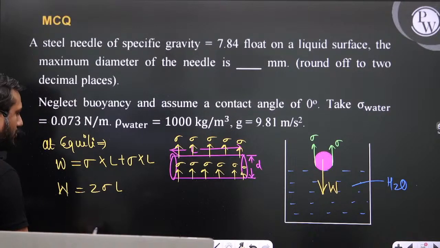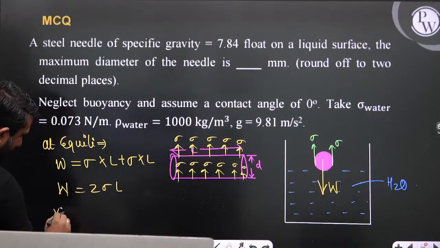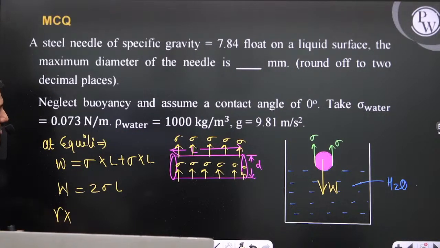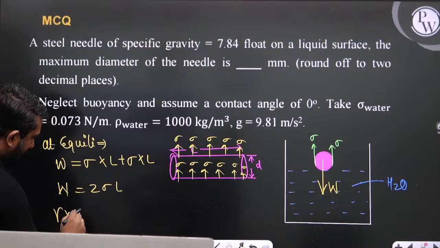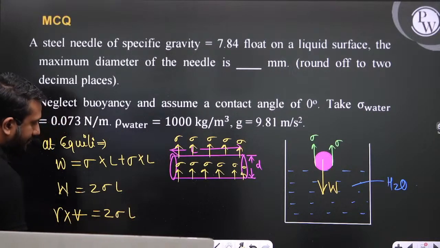And W we can write as weight density multiplied by volume. What is the weight of the needle? So weight density of needle multiplied by volume of needle is equal to 2 sigma L.